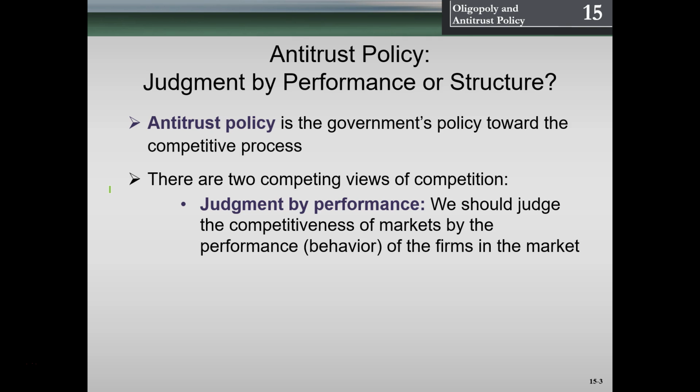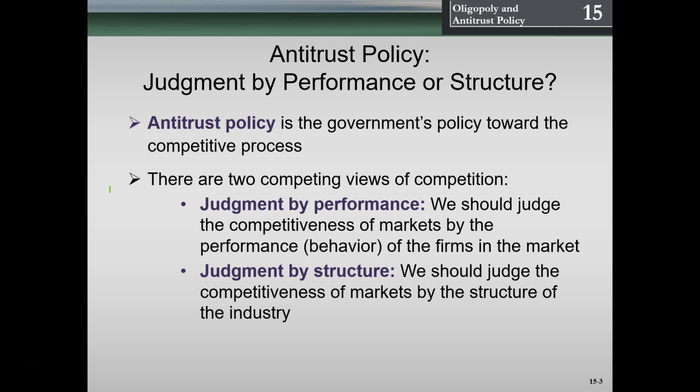Judgment by performance: we should judge the competitiveness of markets by the performance of the firms in the market, meaning it doesn't matter how big they are in this case, it matters how they act. Even though we're looking at big firms, oftentimes when we think about antitrust, in this view we're saying, hey, if they got there through legitimate competition, then we don't deserve to break them up. But if they used unfair practices that are not within the rule book we're setting up here, then that's when action can be taken under the antitrust policy.